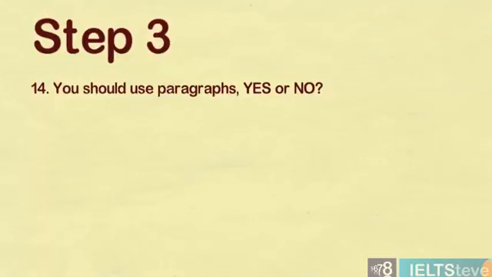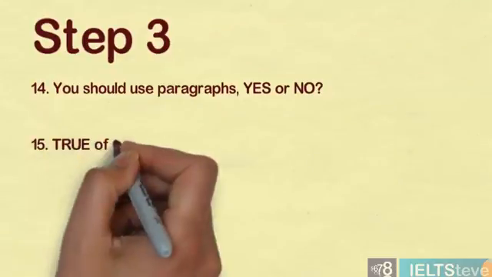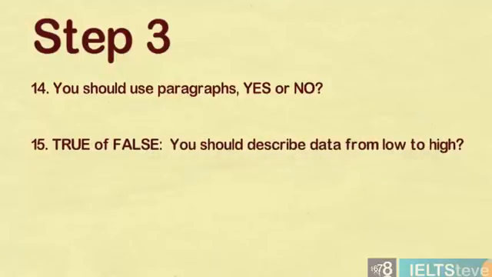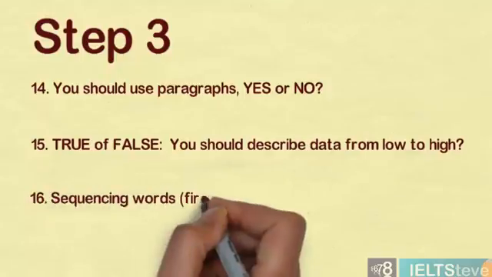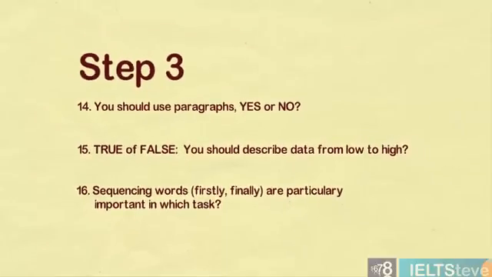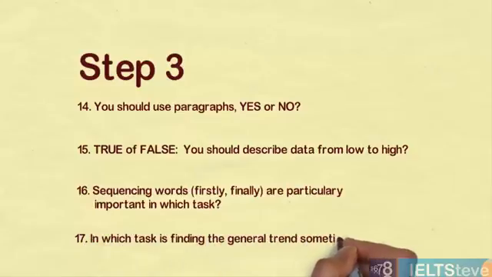So is it true or false that you should describe from low to high the data in a pie chart, for example, or a table? For 16, sequencing words, firstly, finally, after that, what task are you going to use them in? I'll give you a clue there for 16. The same task, you'd also need to use the passive voice. Sometimes the question 17 there, the general trend is really difficult in one type of Task 1. What might that be? And 18 is about how you combine things together when you're planning your writing.